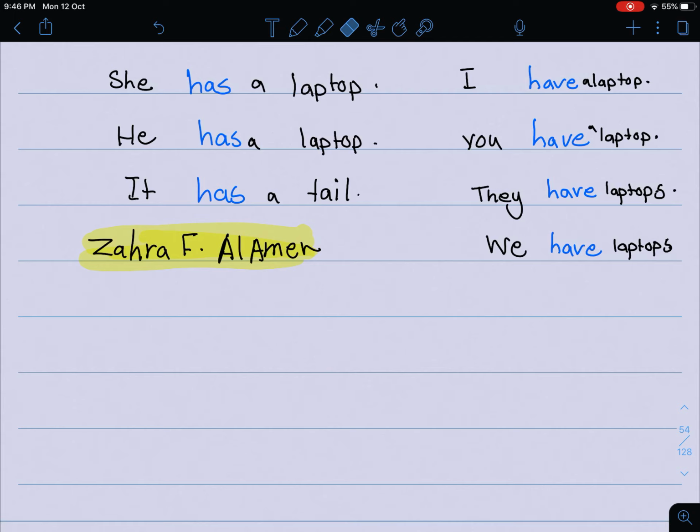As for verb to have in the present, she has a laptop, he has a laptop, it has a tail, sorry. I have a laptop, you have a laptop, they have laptops, we have laptops.